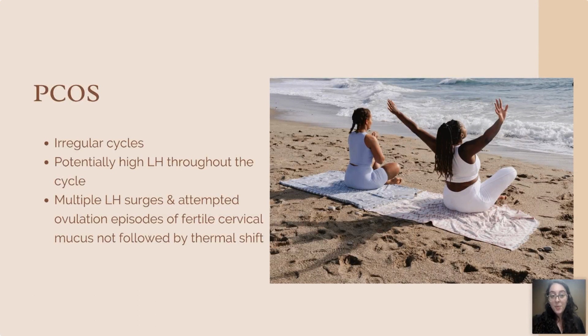What can be difficult is that you might have high LH throughout the cycle. So if you're using those LH strips, you might have multiple high LH surges, and it's just because your LH is on the higher end because your body's trying to ovulate. You can also have those episodes of attempted ovulation because you're having these little 3 to 5 day windows of an abundance of cervical mucus, but then you don't see your temperature rise. So okay, my body's trying, but I didn't ovulate this cycle.